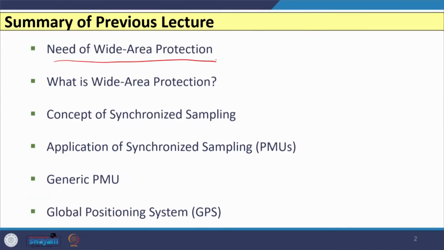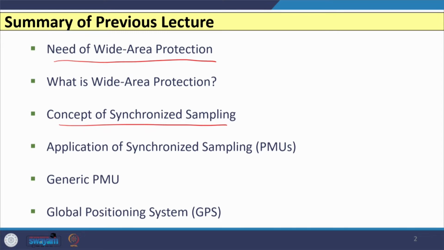Hello friends. In the previous lecture we discussed the need for the wide area protection concept or system. Wide area protection is a concept where we can implement protective devices using data available from various buses instead of local measurements, which is what most protective devices use. If we wish to achieve wide area protection, then we have to go for wide area measurements, and for wide area measurements we have to use the concept of synchronized sampling.